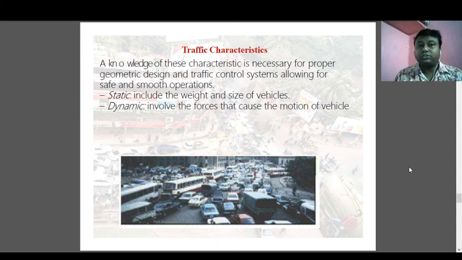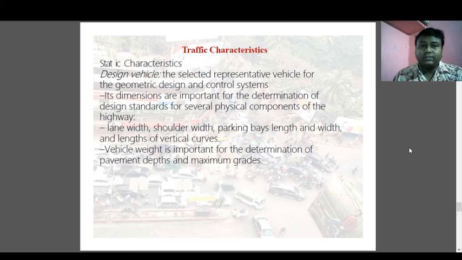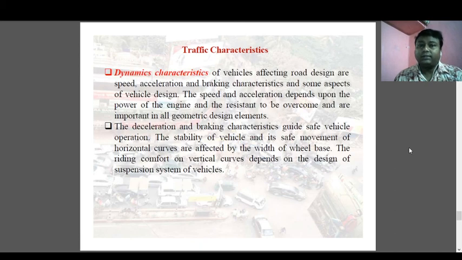operation. So static characteristics include the weight and the size, and the dynamic characteristics include the forces due to the motions, as I already discussed. So these are a few details about the design of the vehicle: the vehicular dimension, the weight, height, length. Those are the things. And what are the dynamic characteristics? Dynamic characteristics of the vehicle affecting the road design are speed, acceleration, brake characteristics, etc.